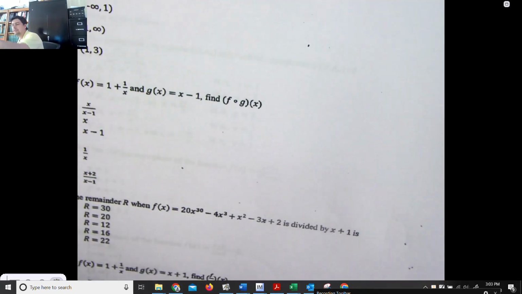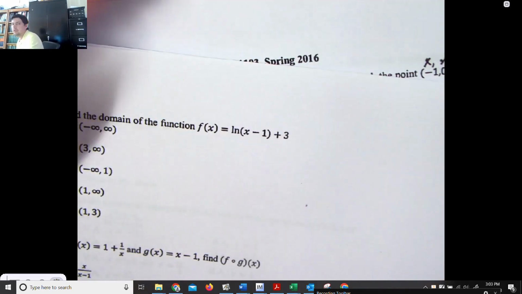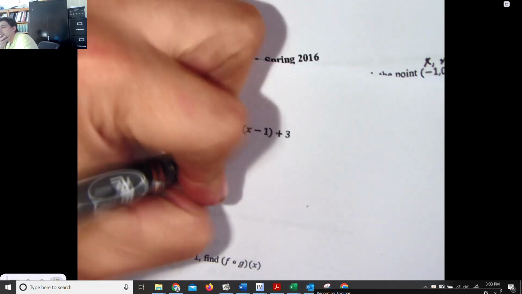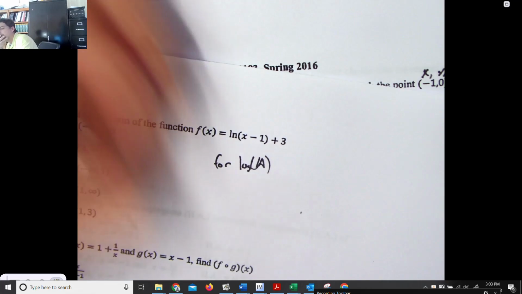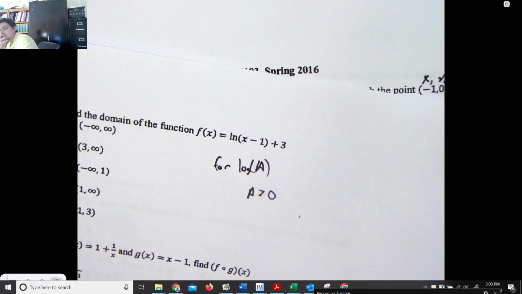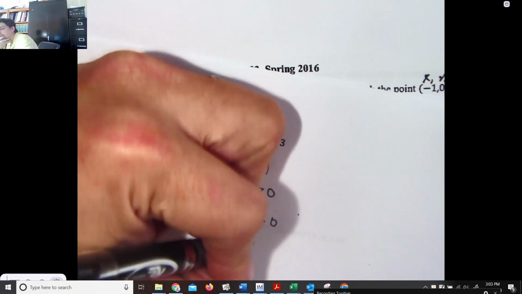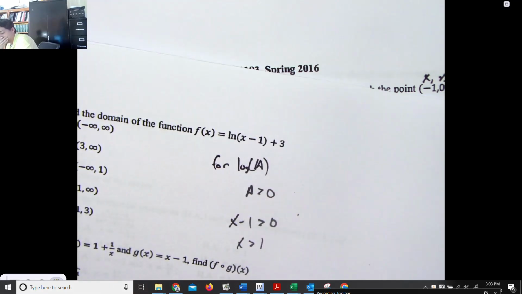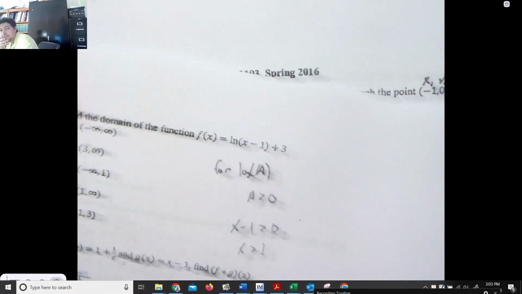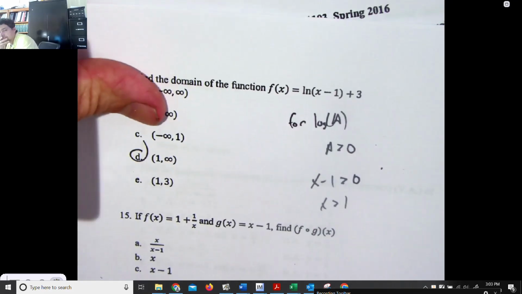Find the domain of the function f of x is the natural log of x minus 1 plus 3. For a log that contains anything in the world, anything is bigger than 0. So in this case, x minus 1 is bigger than 0. X is bigger than 1. That looks like choice D written out as an interval.